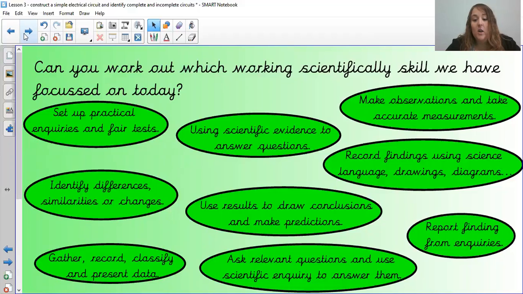Did you ask relevant questions and use scientific inquiry to answer them? Did you make observations and take accurate measurements? Did you record findings using scientific language, diagrams, drawings, or did you report findings from inquiries? Now, I think there was possibly 2 that we dabbled into, but you can have a think of which ones you think we worked at.